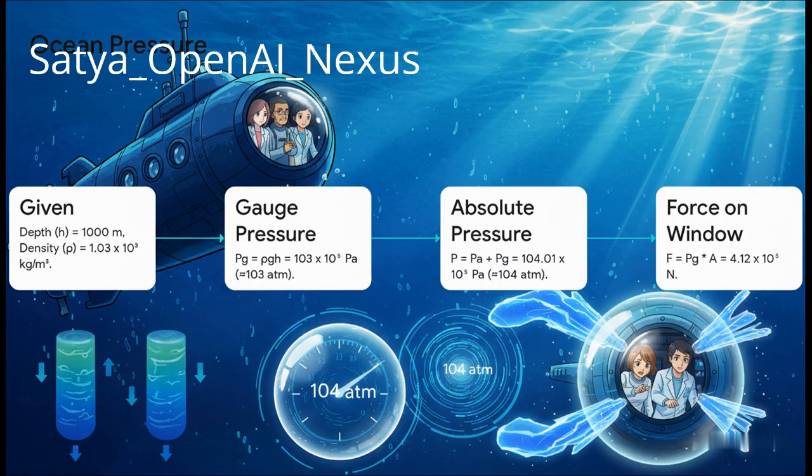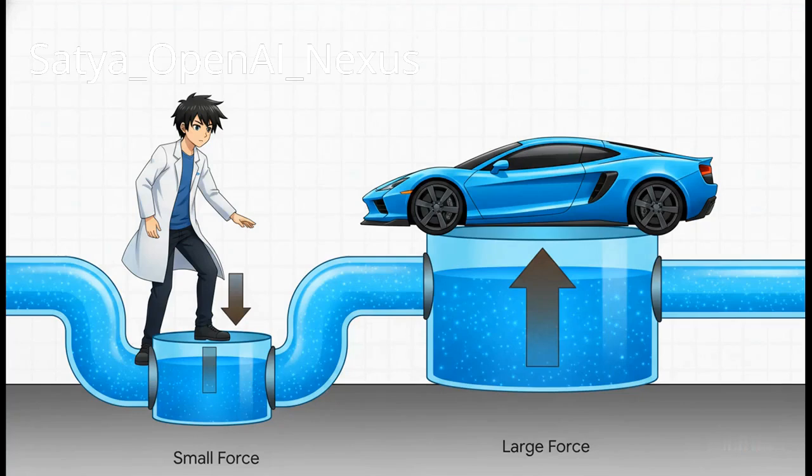Okay, let's go back to that submarine idea, but with some real numbers. Let's say it's 1,000 meters deep in the ocean. The gauge pressure alone, just the pressure from the water, is about 103 times the normal air pressure we feel every day. That is huge. And get this, on a tiny little window, maybe 20 centimeters by 20 centimeters, that pressure creates a force of over 400,000 newtons. To put that in perspective, that's like stacking more than 40 cars on that single piece of glass. Absolutely incredible.